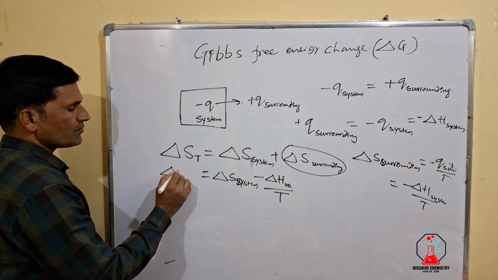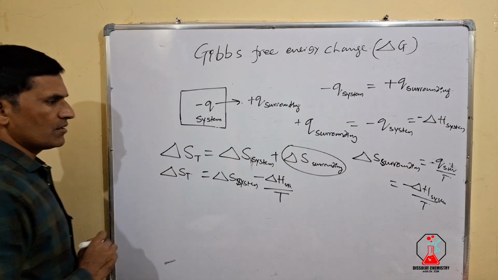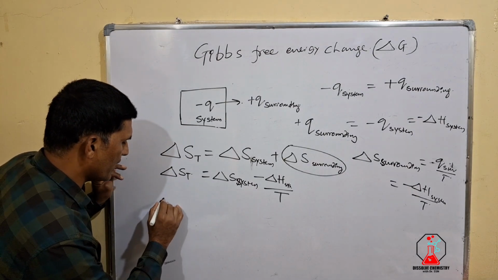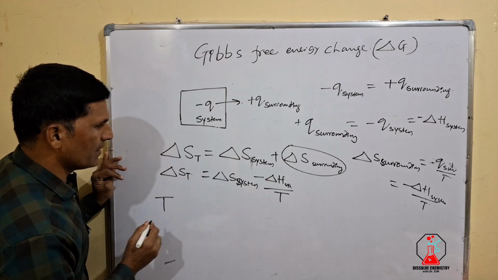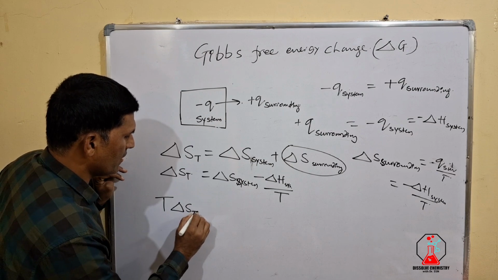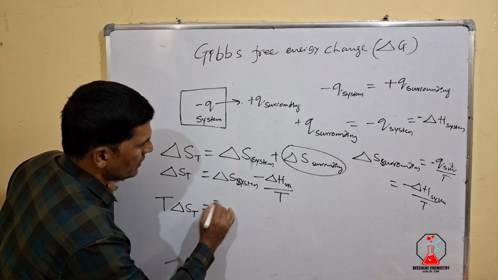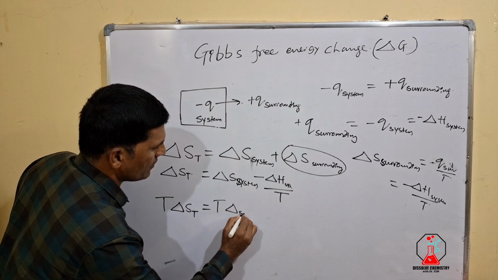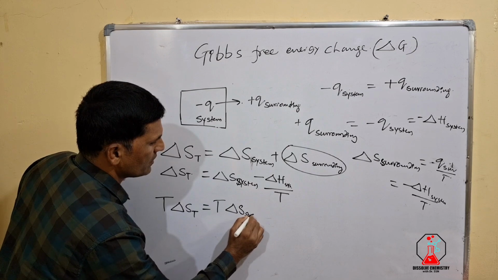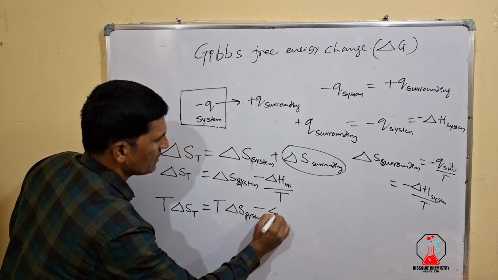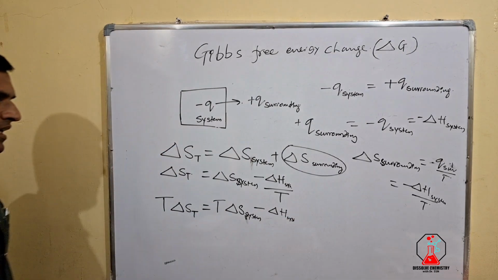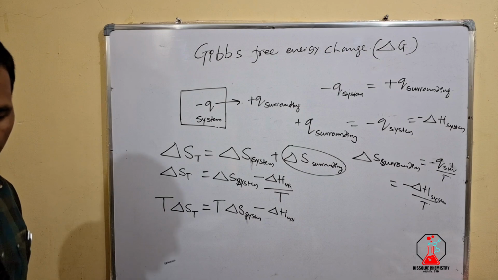So now delta ST is equal to this one. Now let us simplify this. So what we can do is, if you take T onto this side, then what you will be having? T delta ST is equal to T delta S of the system minus delta H of the system. Okay, change the sign and you will be getting that one.